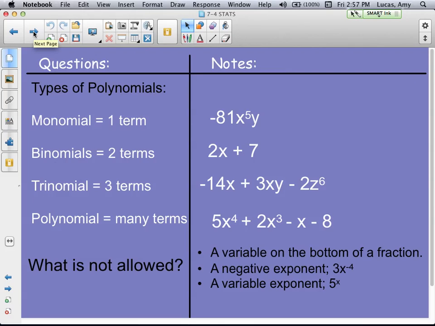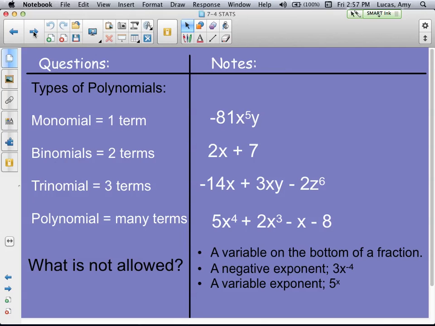A monomial is a polynomial that has just one term. A binomial is a polynomial with two terms. A trinomial is a polynomial with three terms. And then anything that has more than three terms, we just call a polynomial because the prefix poly means many. Hopefully these make sense to you. The prefixes mono, bi, and tri, meaning 1, 2, and 3, should be familiar to you.